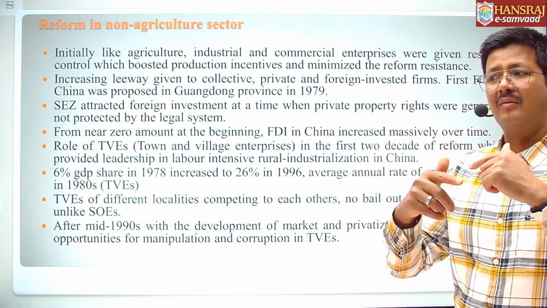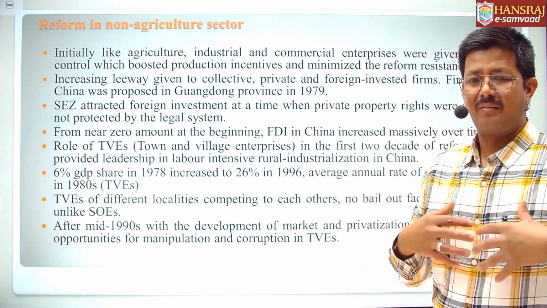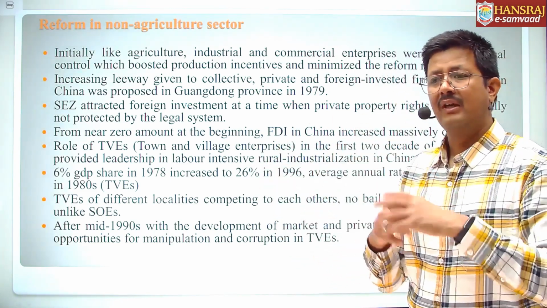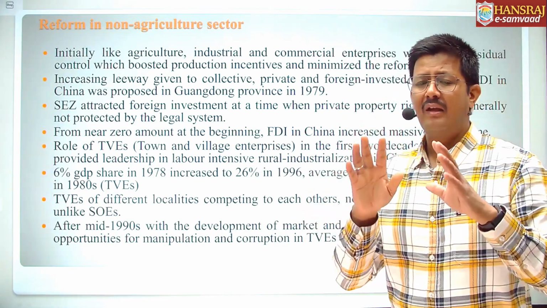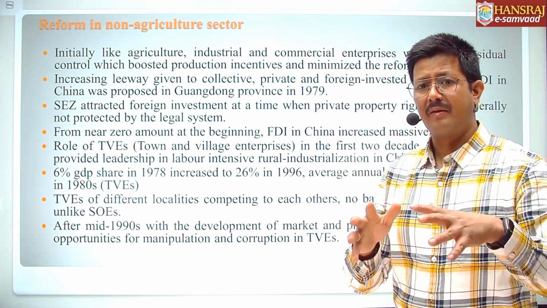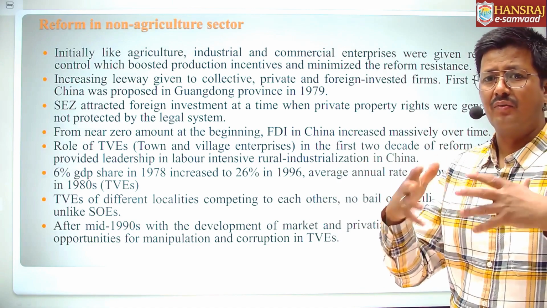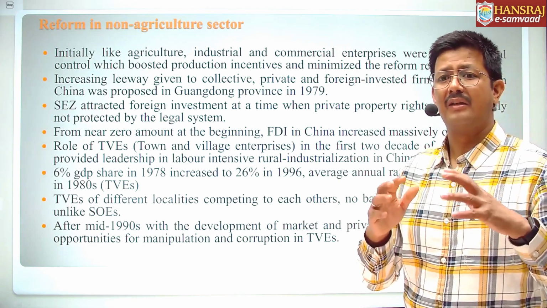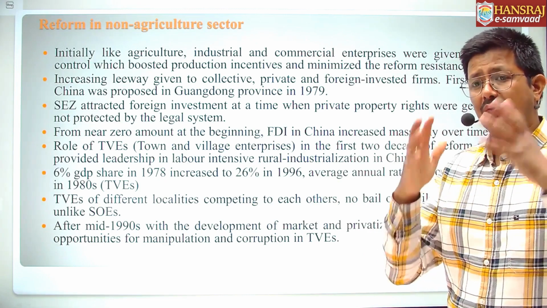Agriculture has supported the towns and village enterprises because the farmers' income has increased, and they demanded more consumer goods from those towns and village enterprises. And then after the 1980s and 90s, because of competition and the entering of private players, there was an increase in opportunity for corruption and manipulation in the TVEs. But initially the towns and village enterprises played a major role in rural industrialization.